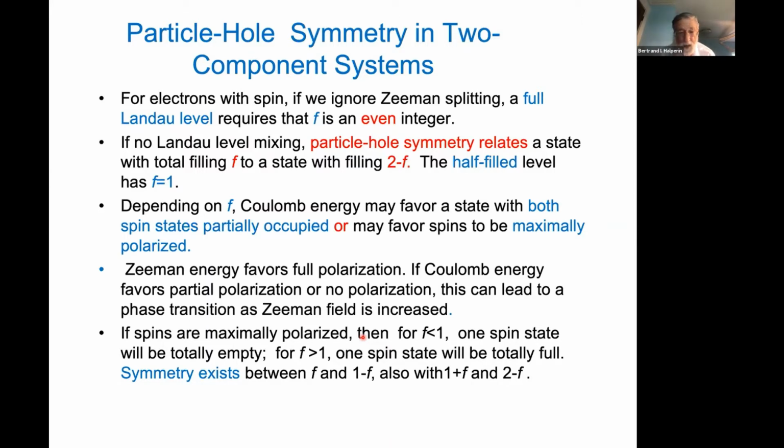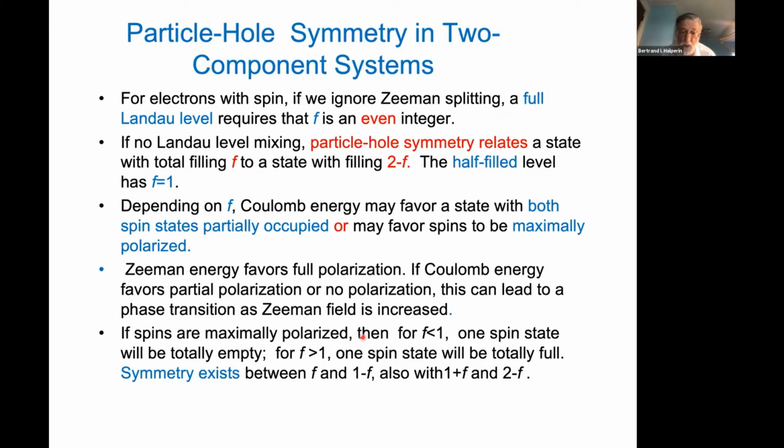But if the Coulomb energy favors partial polarization or no polarization, then of course the Zeeman energy does favor full polarization. So if the Coulomb energy is in the other direction, there's a competition, and this can lead to a phase transition. As you increase the Zeeman field, keeping, say, the perpendicular field fixed but varying the parallel field, you can get phase transitions between a partially polarized state and a fully polarized state, or a completely unpolarized state and a fully polarized state.